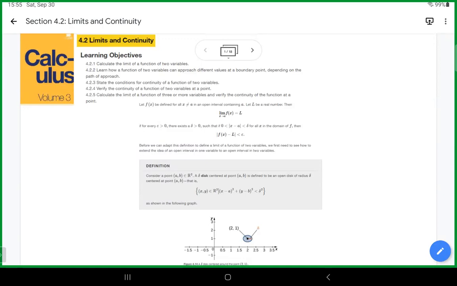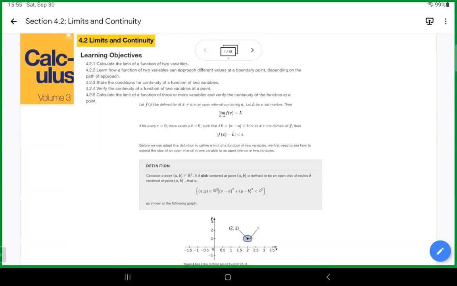All right, such that if 0 is less than the absolute value of x minus a less than delta, for all x in the domain of f, then the absolute value of f of x minus L would be less than epsilon. I think before I called that the element, because that's what it looks like. All right, well, you got that.